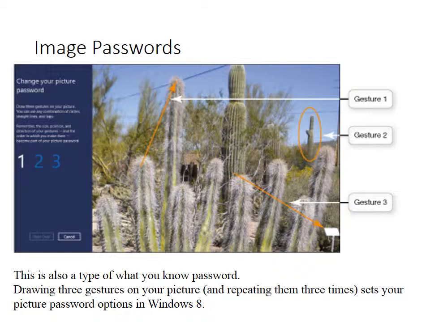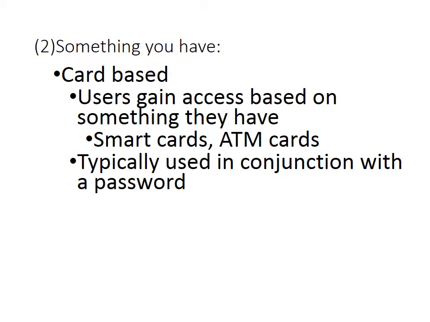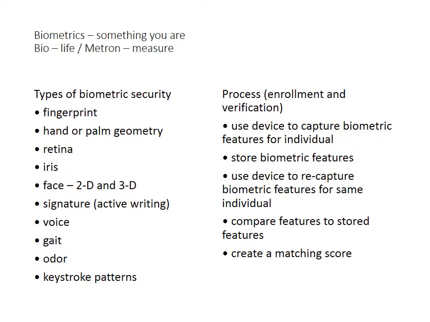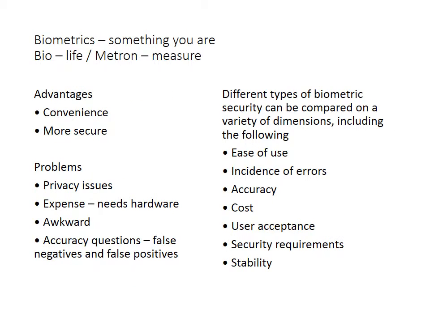Drawing 3 gestures on your picture, and repeating them 3 times, sets your picture password options. You can verify users with what they have, like a smart card. You can use users' biometrics to verify them. These are types of biometrics you may use. Using biometrics is convenient and more secure. However, even though there are cheap devices for biometrics, for an accurate system, it is an expensive choice.